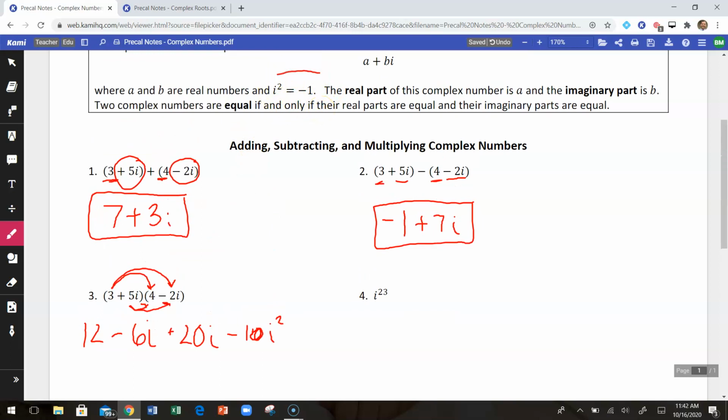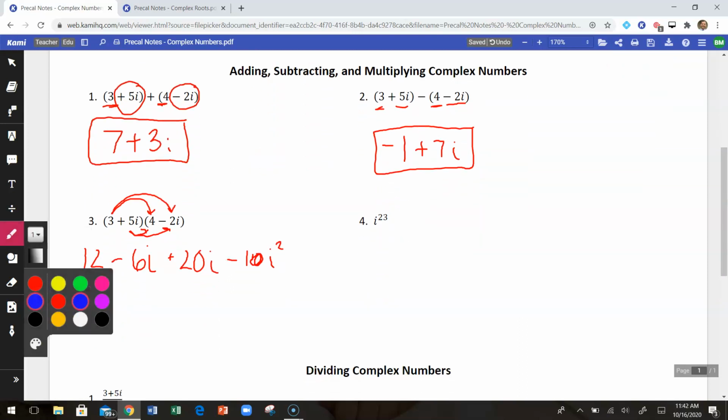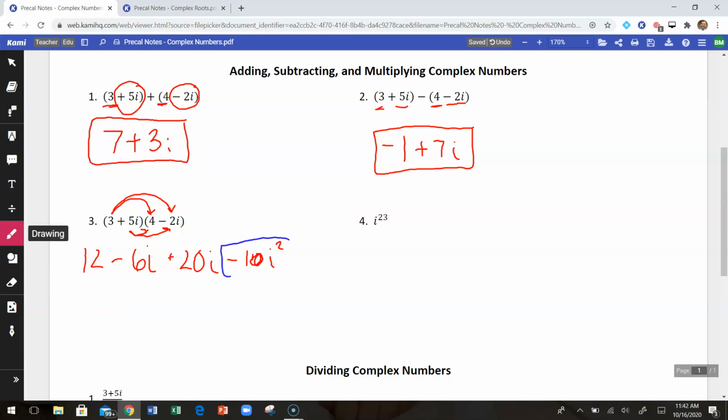equal to negative 1. Okay? And another way of thinking about that is that the square root of negative 1 is equal to i. Okay? So if i squared is negative 1, the square root of negative 1 is i. So anytime you have an i squared, you want to think about replacing that with negative 1. So if I replace i squared with negative 1, then minus 10i squared becomes plus 10.